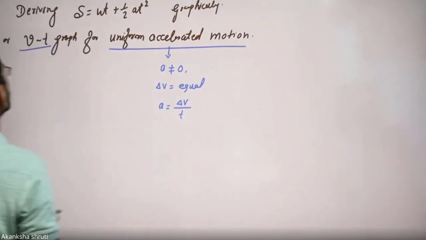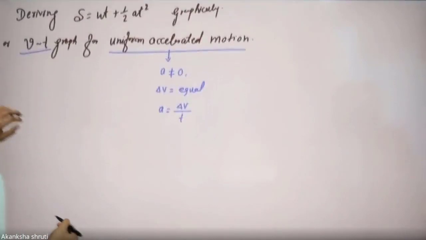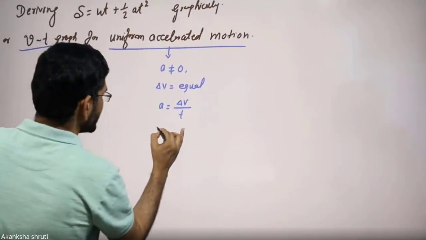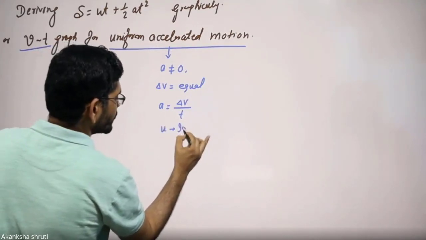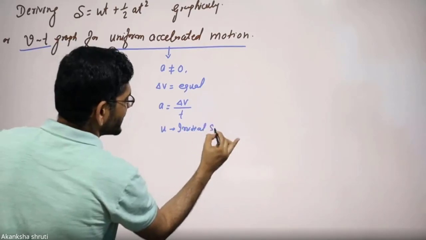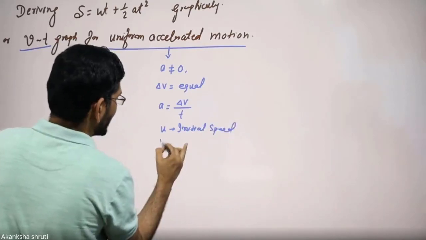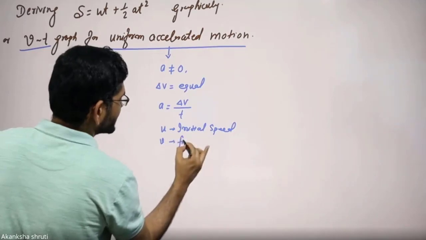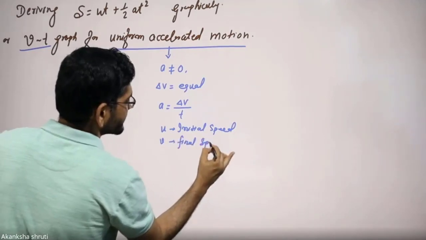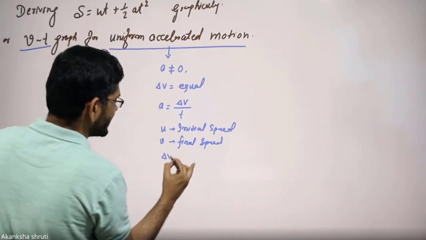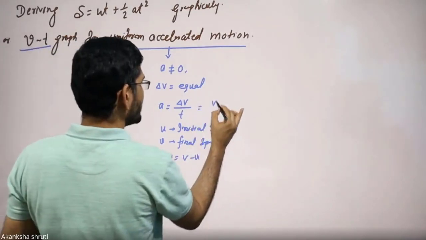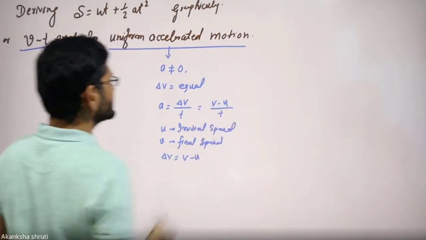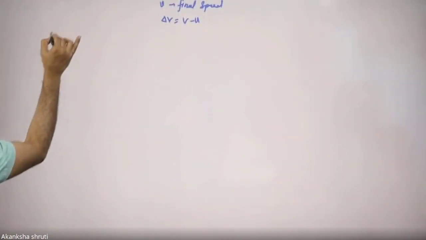It is this VT graph, in which let us consider the body initially has the speed u. So this is the initial speed and v is its final speed. Then this delta v is obtained as v minus u. So that's why this becomes (v minus u) by the time interval t. So let us draw this VT graph once again. Just we have learned that.